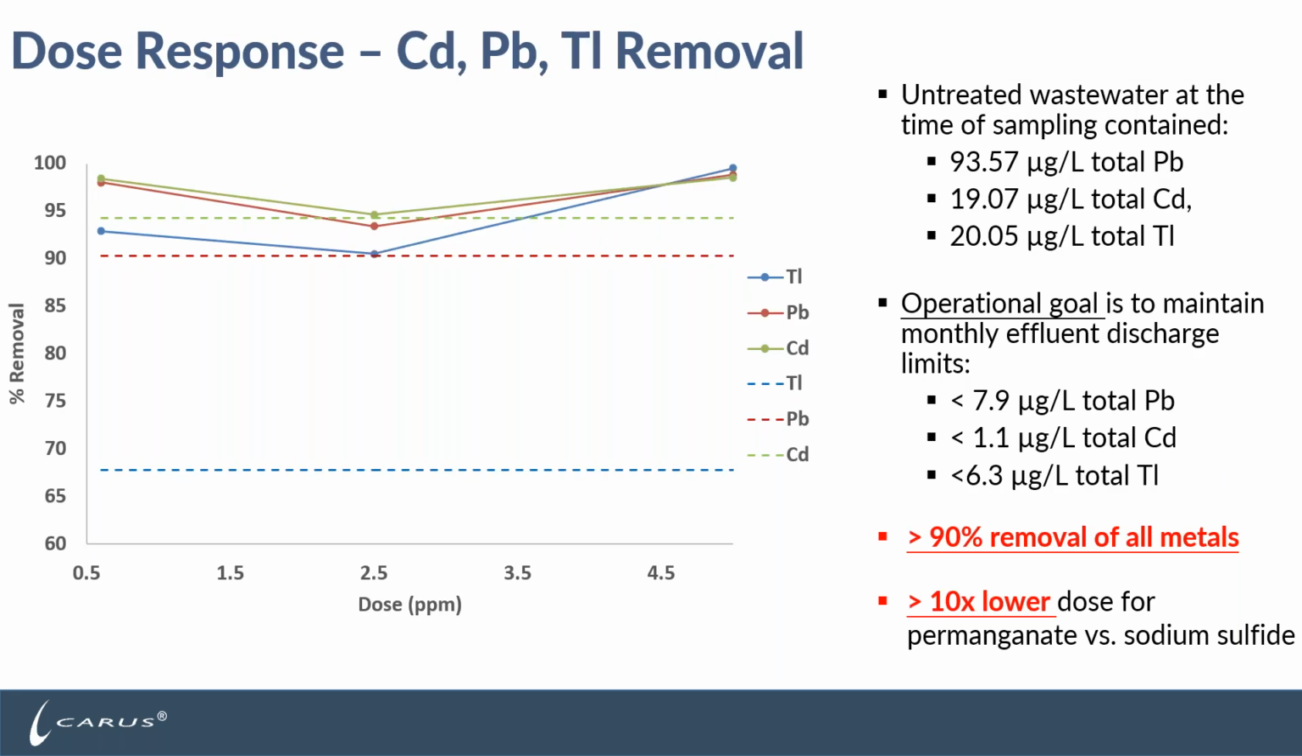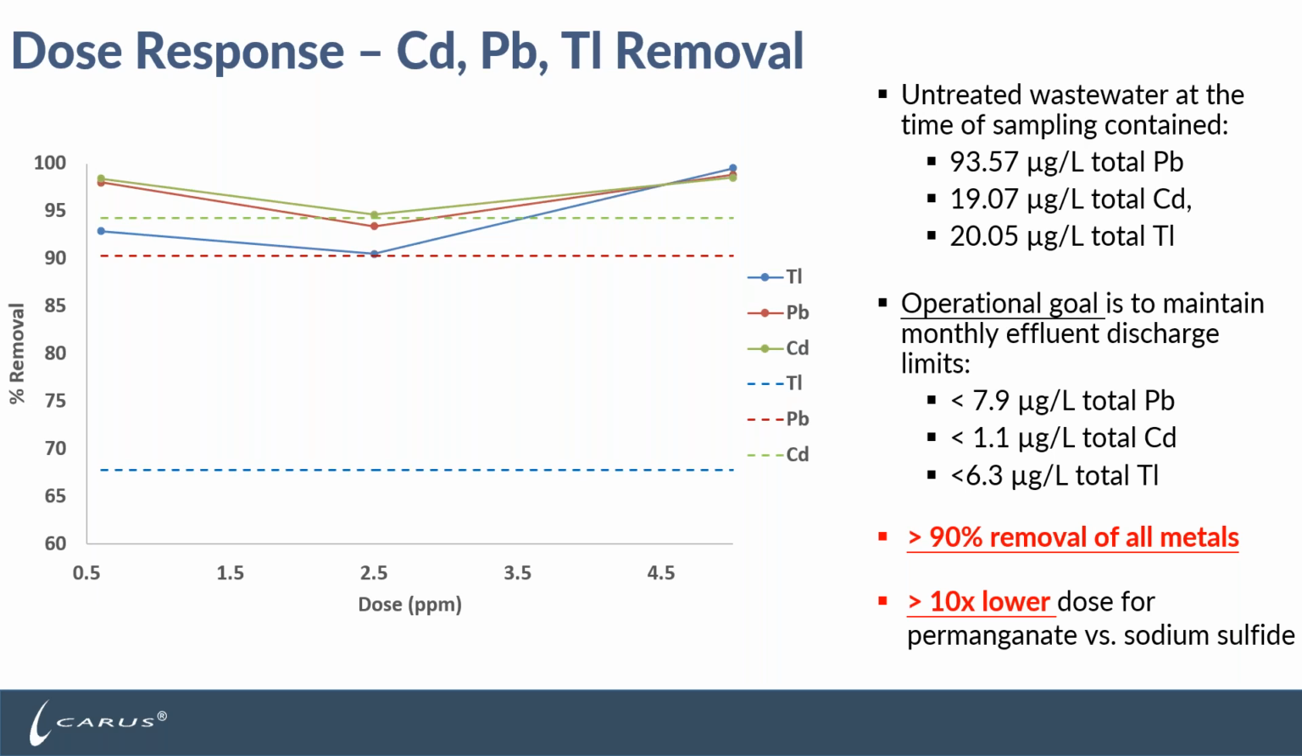Jar test studies were performed at the smelting plant to look at thallium, lead, and cadmium removal compared with their current treatment strategy, which was sodium sulfide. The experimental procedure is again similar to what we described before: oxidation and pH adjustment, followed by coagulant and polymer addition for solids settling and removal.